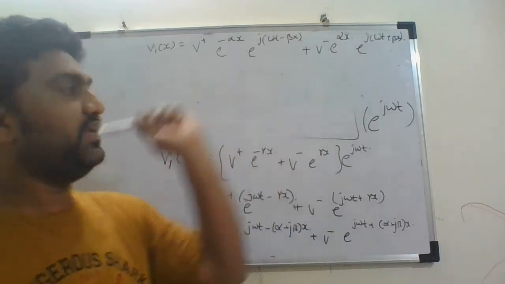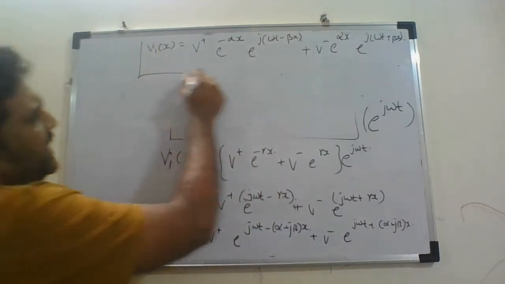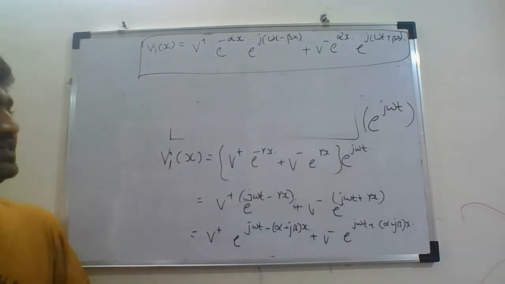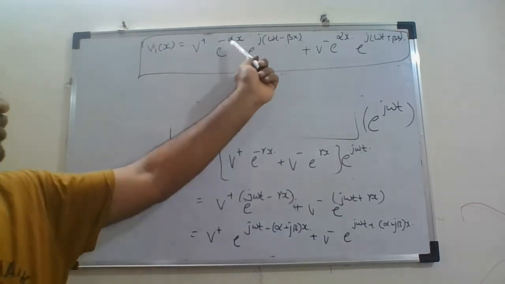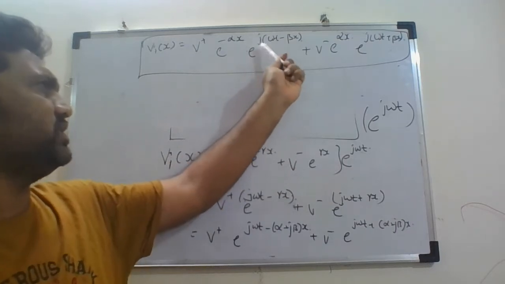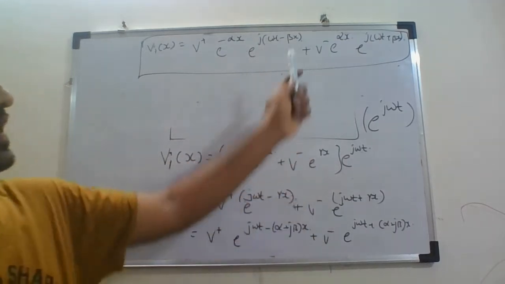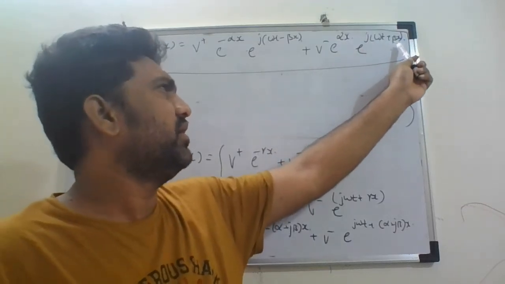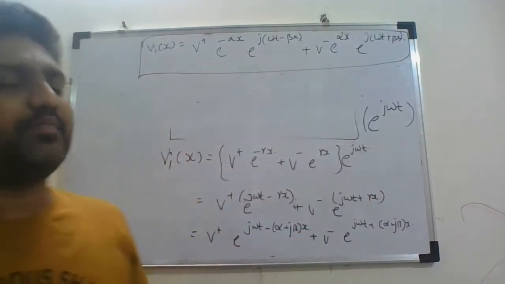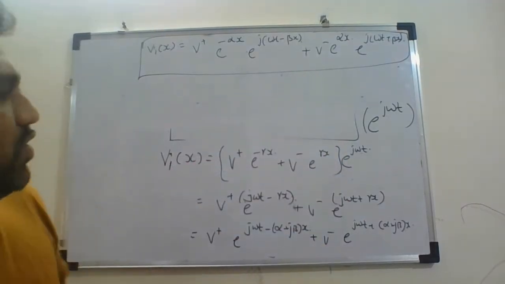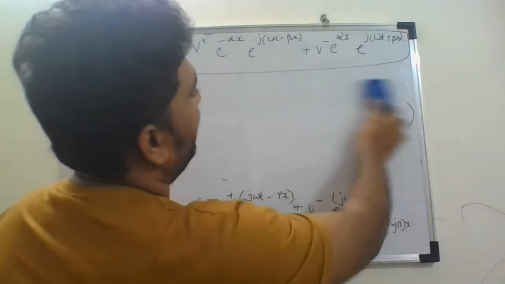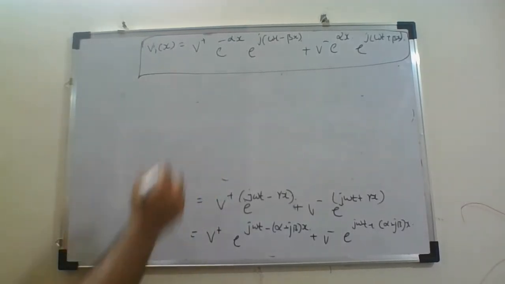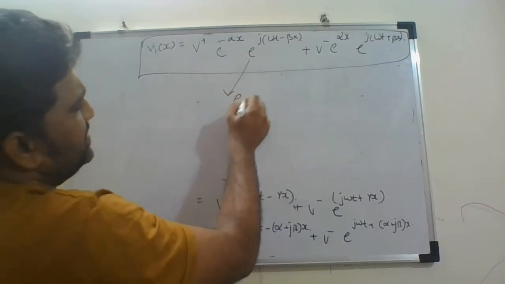So we get the solution for the instantaneous voltage, that is the voltage at any time instant, like this: V plus into e power minus alpha x into e power j omega t minus beta x, plus V minus into e power alpha x into e power j omega t plus beta x. Now if you look at these two expressions, you can see here this is e power j theta.